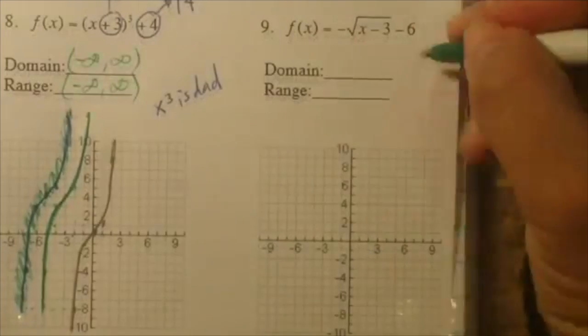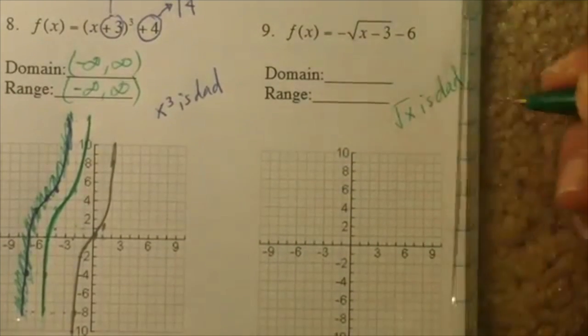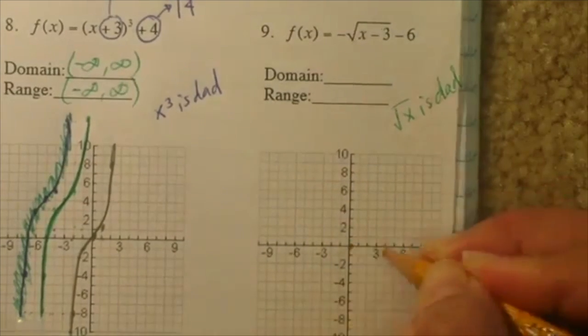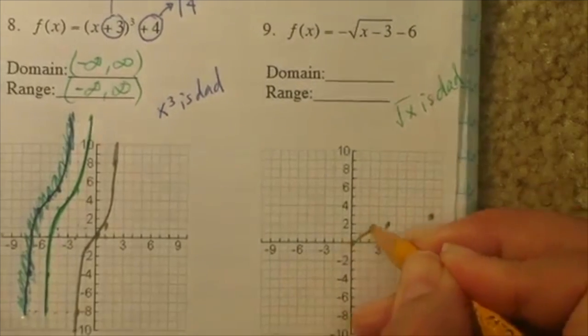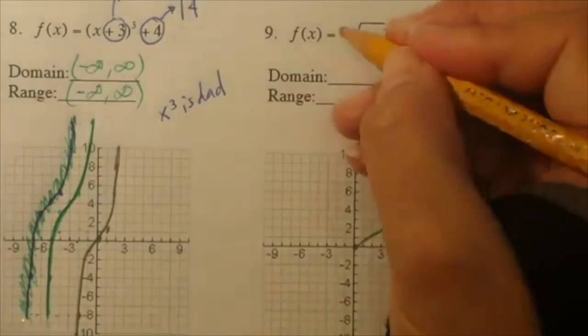Alright, last one. Square root is the function, so square root is the daddy. And what are we doing to this? So go ahead and plot it. Again, I pick numbers. I can take the square root of, like, 4 is 2, square root of 9 is 3, or you could just copy from the one we did before.